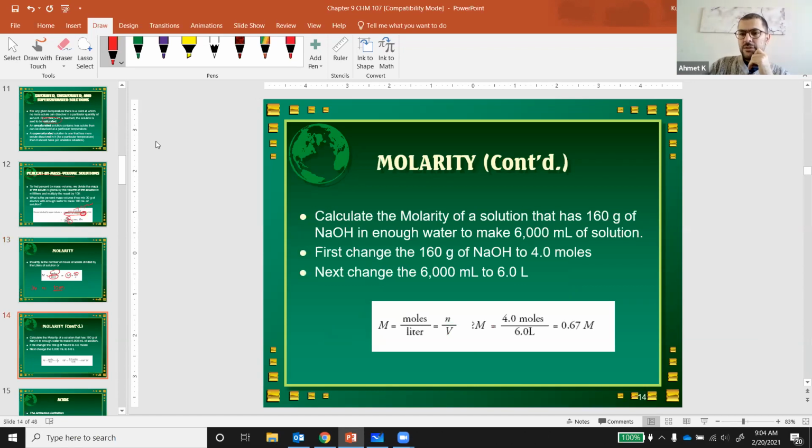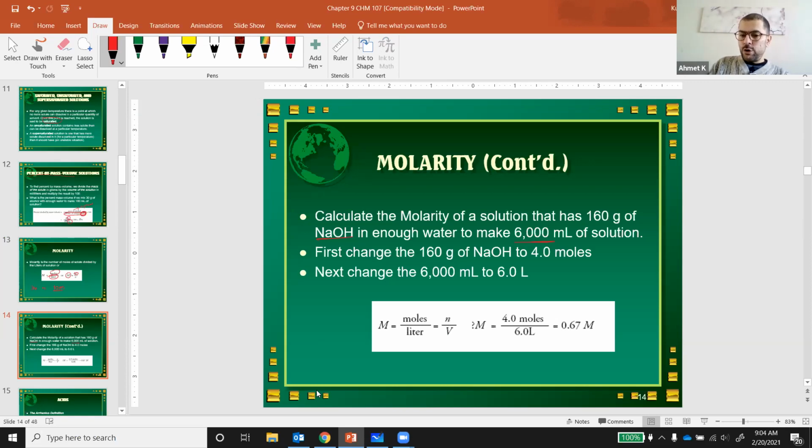Let's do this together, and maybe next time I can give you another example. So here, calculate the molarity of a solution that has 160 grams of NaOH, and we are dissolving it in 6,000 milliliters. Okay, 6,000.